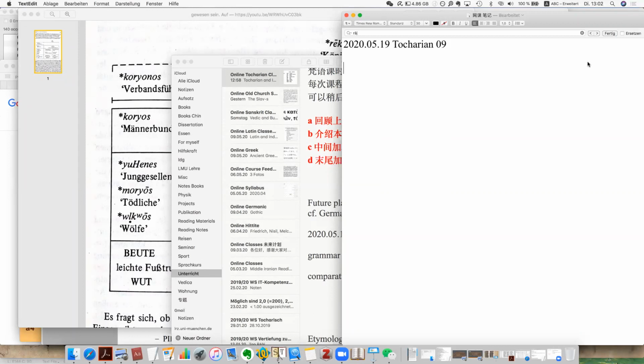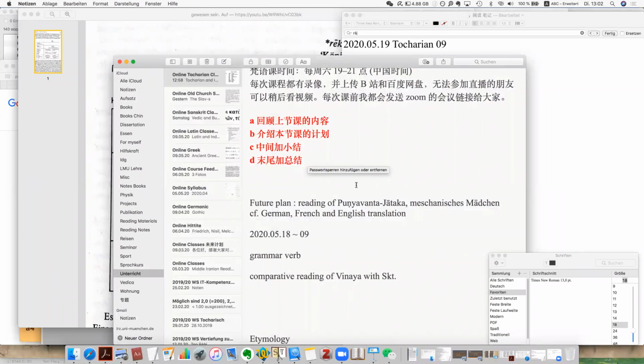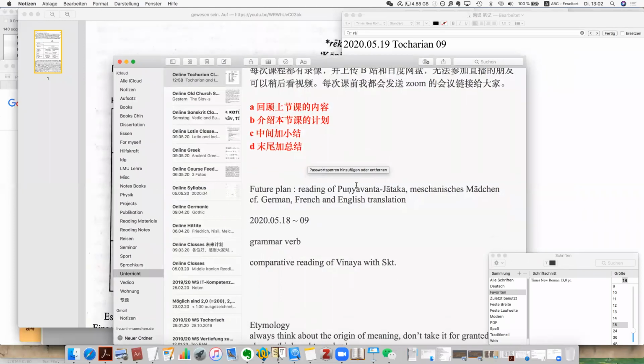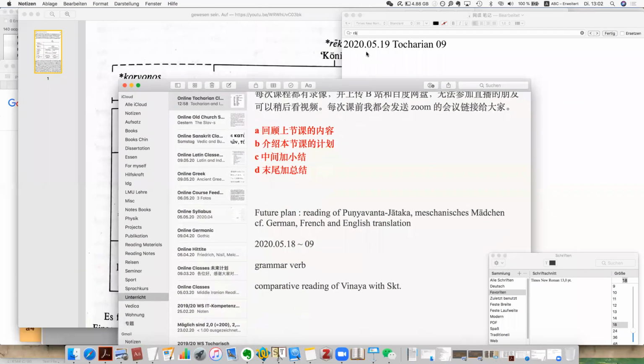Today is the ninth Tocharian class. Before we start, I myself already forgot what we have done last time, but it's okay. Probably I think we talked about laryngeals, right?